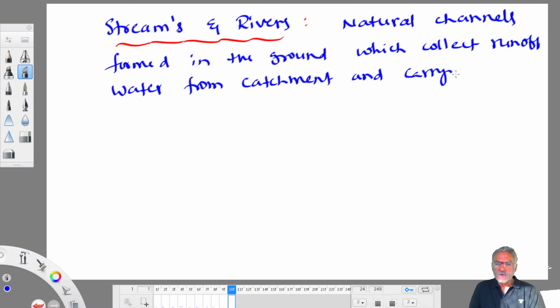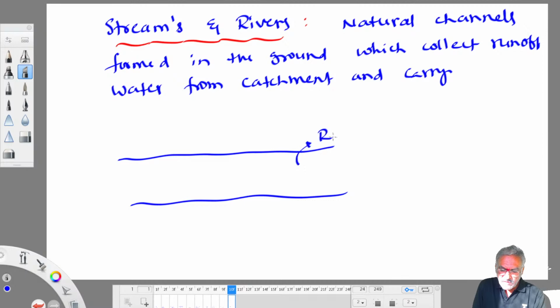Carry that water from place to place. So these are the running water bodies. So this is a river. Rivers are the best. So a river is flowing here. This is the best source. Water will be flowing in a river.